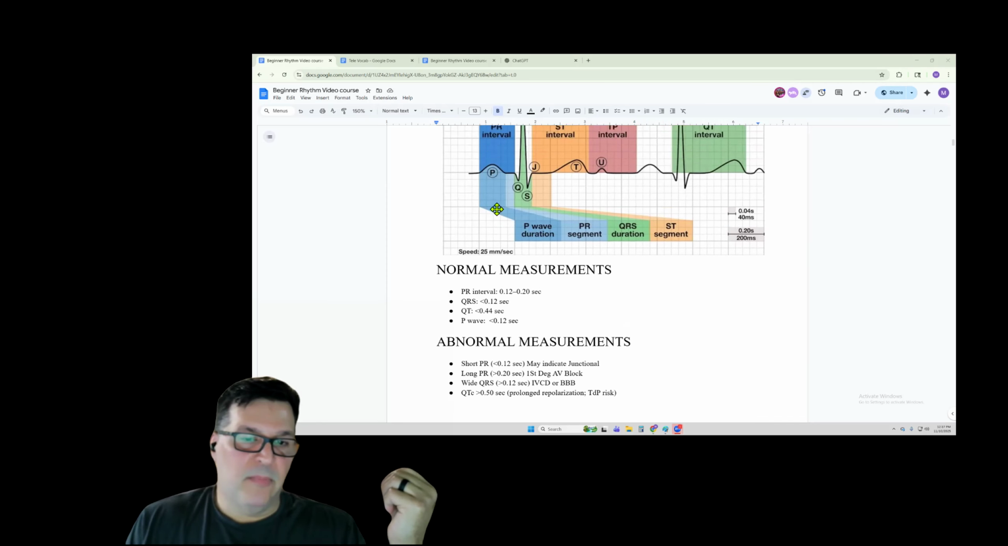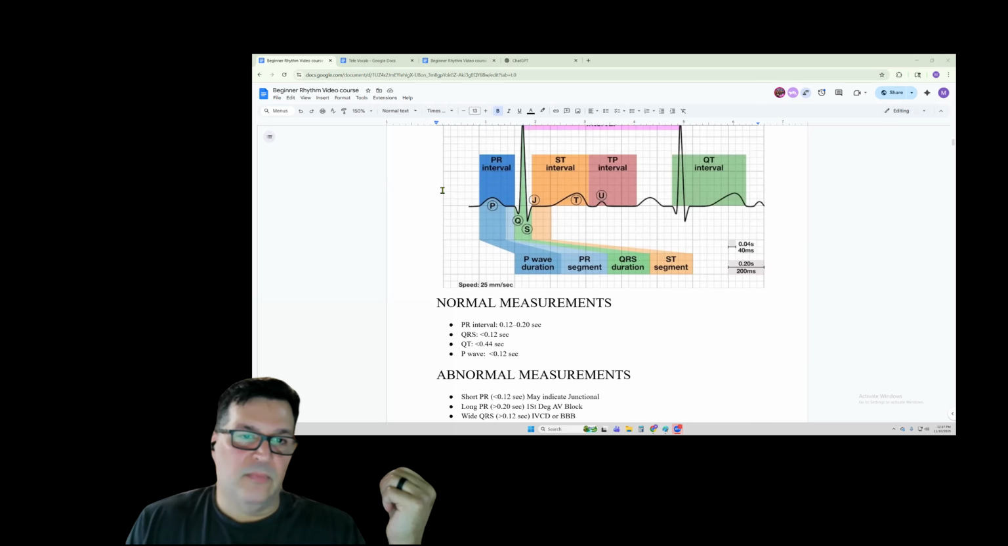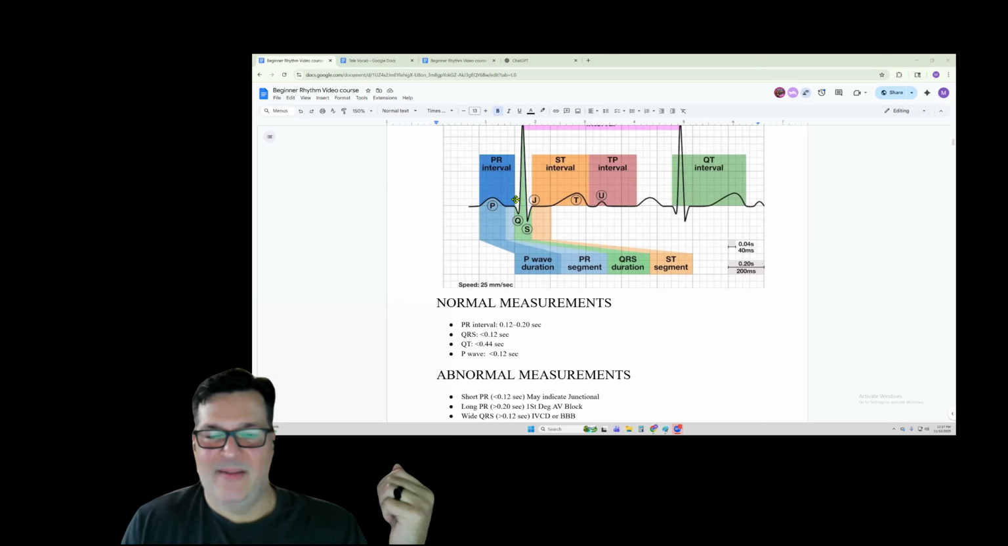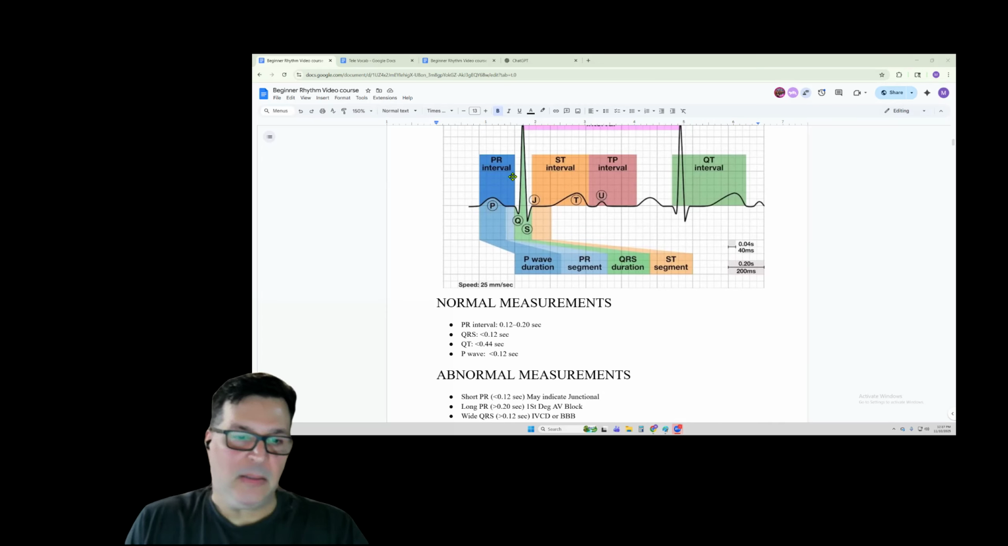Normal PR interval is between 0.12 and 0.20. Big rule of thumb is 1 box is 0.20. The PR interval is the beginning of the P wave to the beginning of the QRS. If that PR interval is greater than 1 box, it's usually long. And that's just kind of an eyeball measurement that you can do real quick.